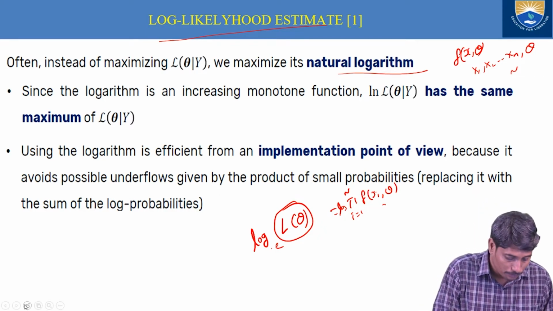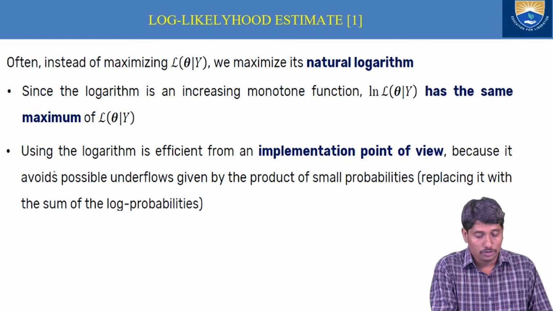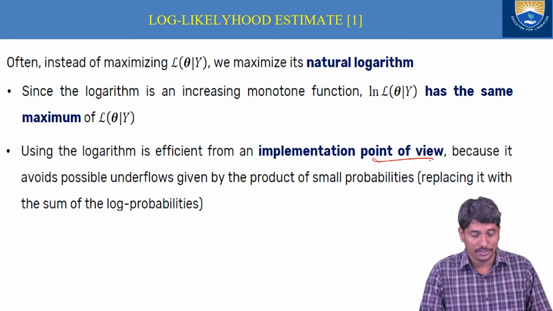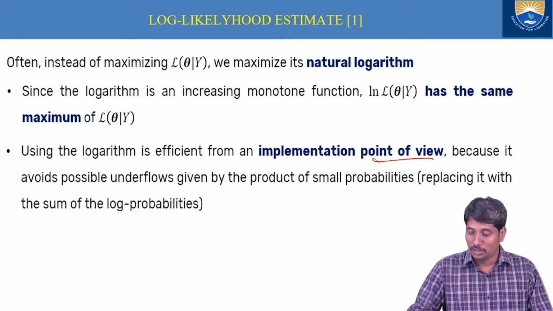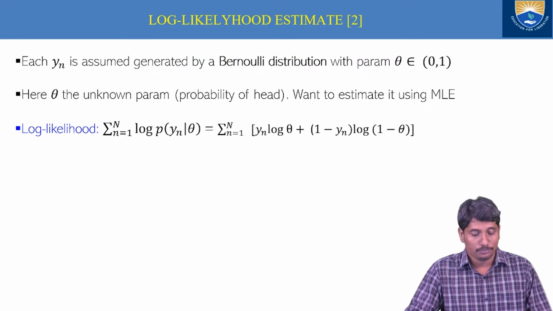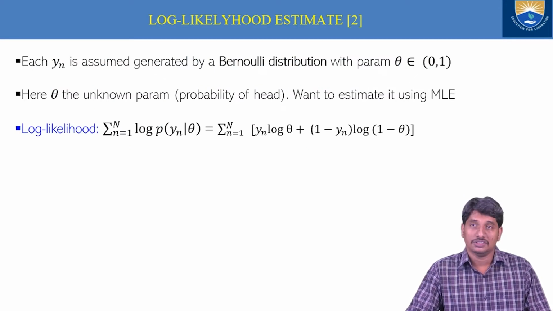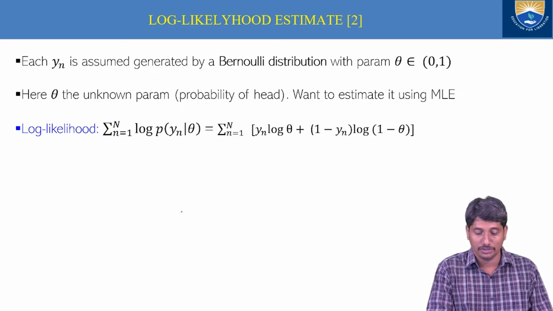Now, from the logarithm point of view, we have some benefits: log of multiplication becomes addition, log of division becomes difference, and log of power becomes multiplication. So with these mathematical advantages, we generally prefer a logarithm. Now here we can see, as a small example of log likelihood estimation, the Bernoulli distribution.